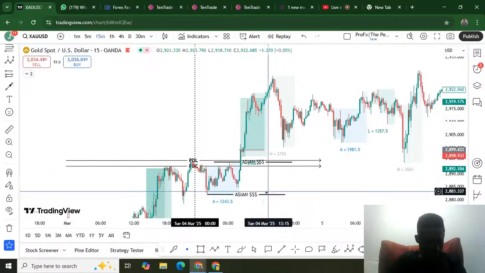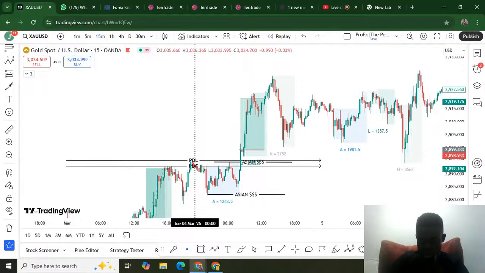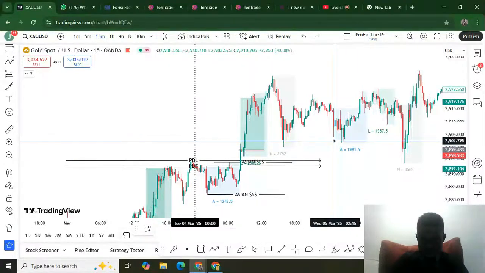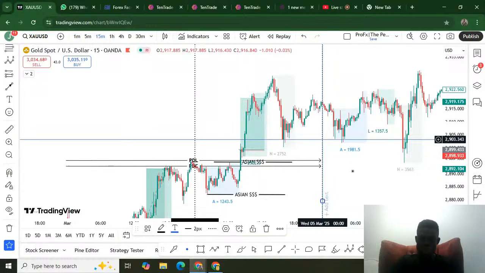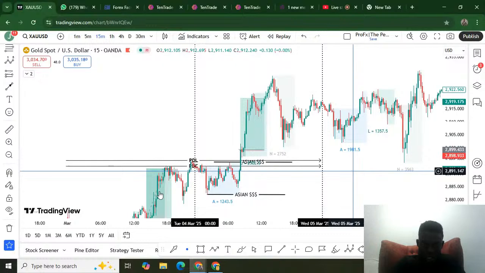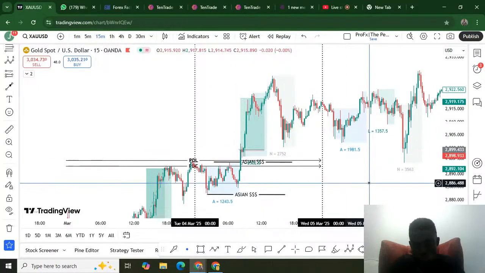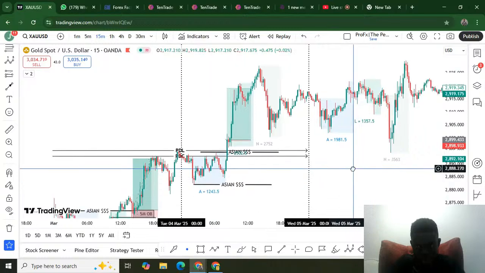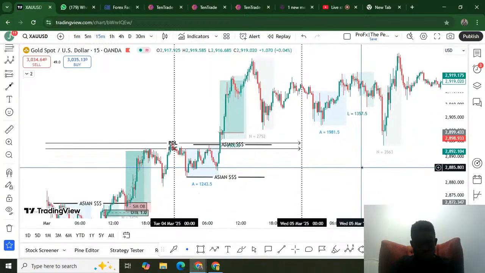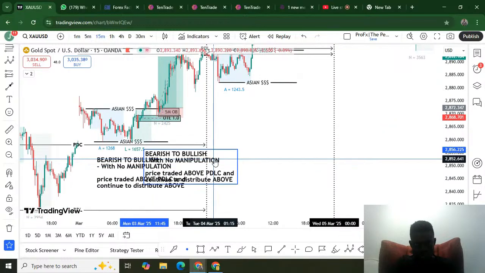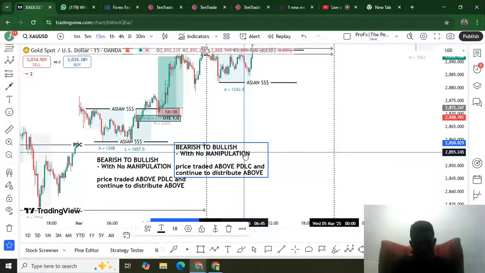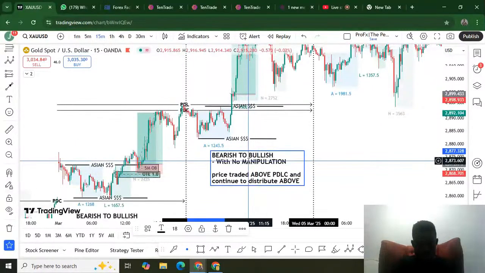Okay, so we have this. Monday, money made. Tuesday, money made. You can close your shop for the week. 5% on Monday, 3% on Tuesday, 8%. Close shop. You must not trade every day. So this is bullish to bullish with manipulation.